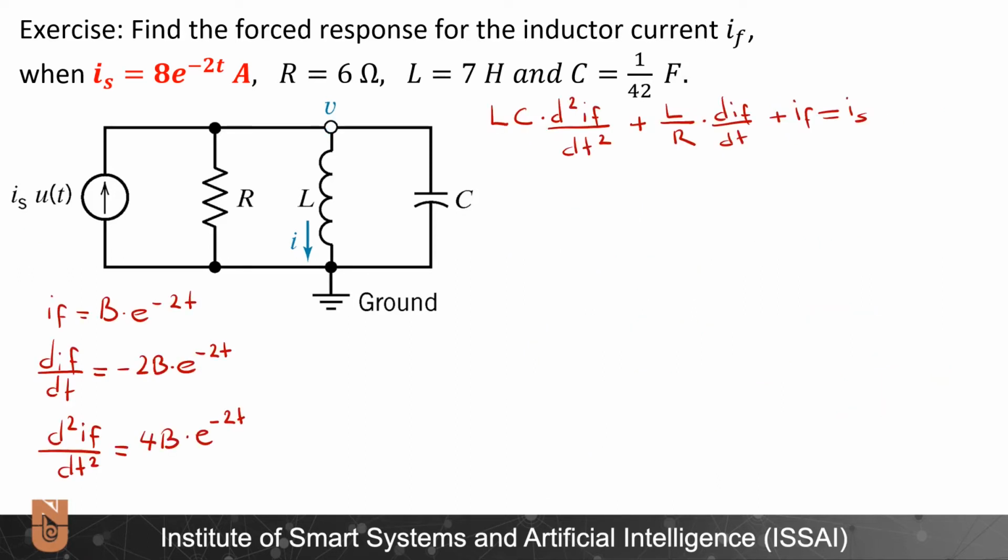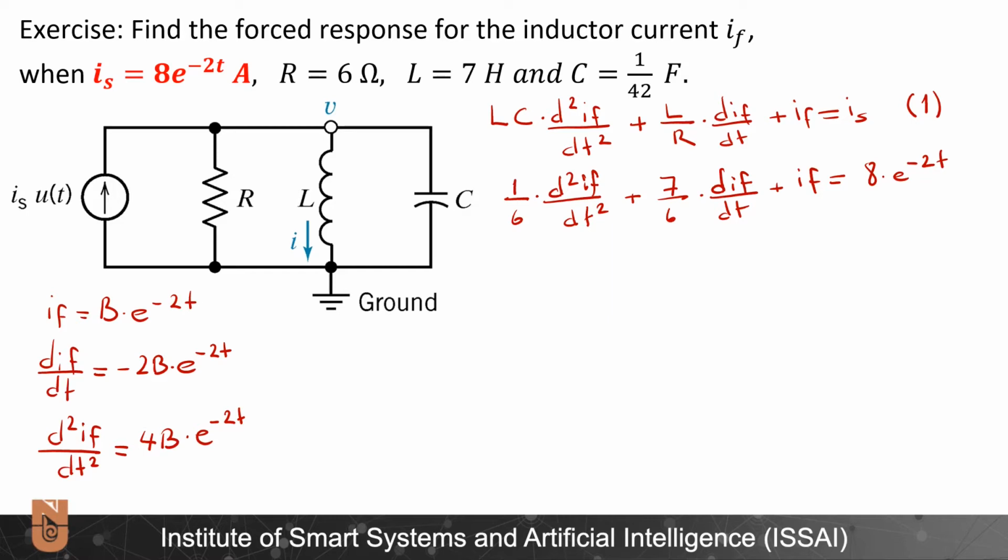Okay, now I have equation 1, which should satisfy the proposed forced response and the input. And let us write it using the parameters for RLC. LC is 1 over 6 times the second derivative of iF over dt squared, plus L is 7, R is 6, 7 over 6 times diF over dt, plus iF is equal to, let's write it, 8 times e to the minus 2t.